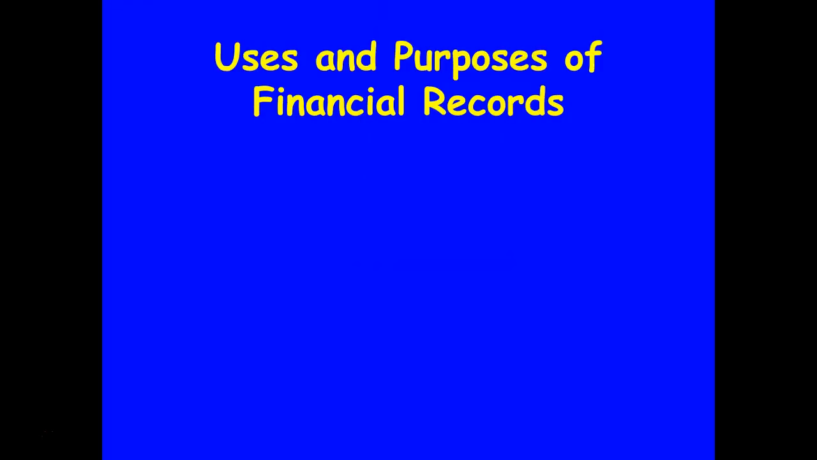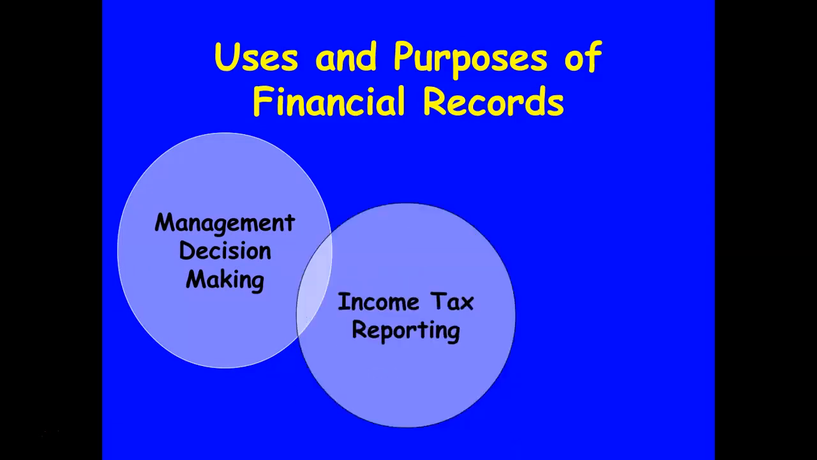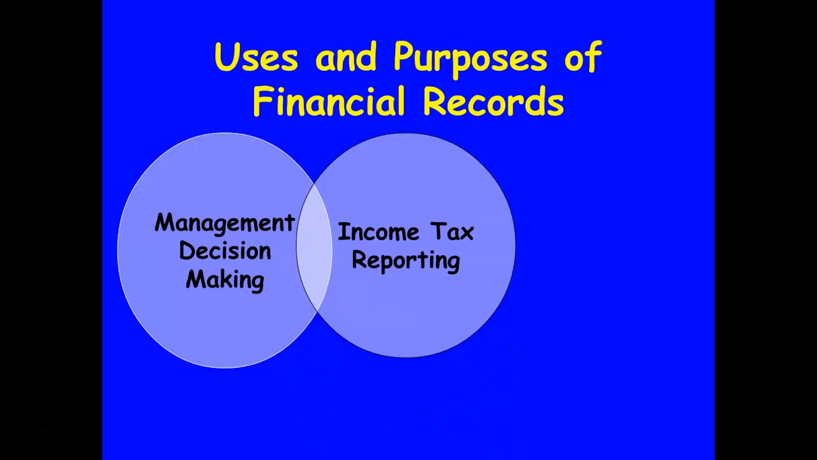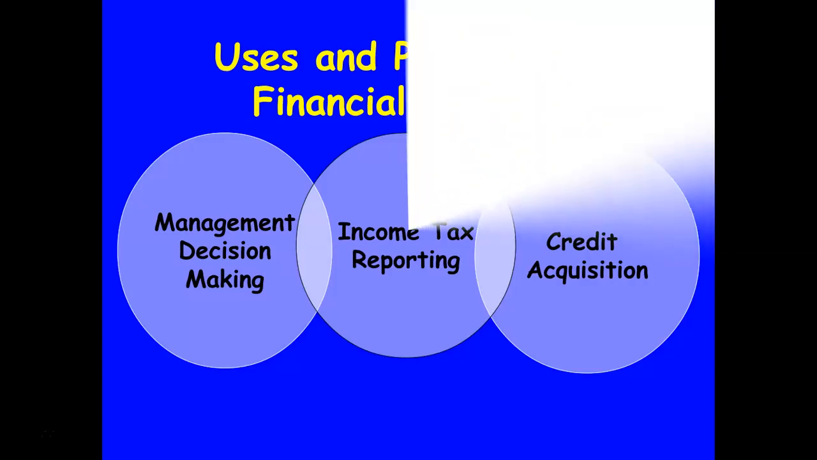This next slide is about the uses and purposes of financial records. The first one is management decision making. The second one is income tax reporting. And the third one is credit acquisition. So those are the three uses and purposes of the financial records. So let's go to the next slide.